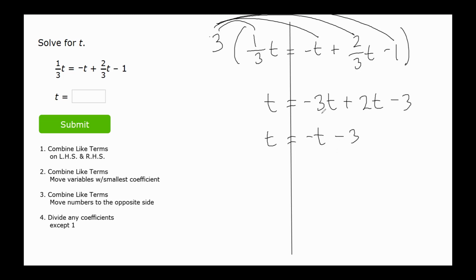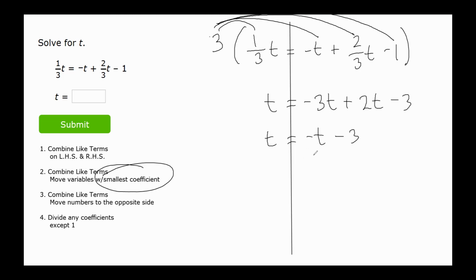minus 3. This is like someone owes you $3. They give you $2. They still owe you $1. It's like a negative 1 there. Okay, so then now we look at the coefficients and we try to figure out which one is the smallest. We'll have a positive 1 here and a negative 1.